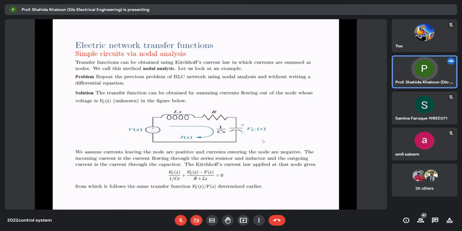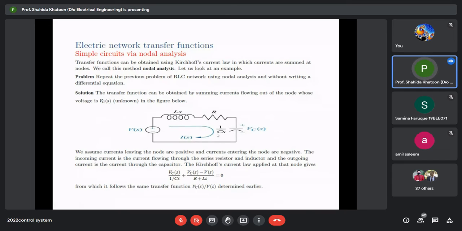So similarly, we can solve the circuit using nodal analysis. Transfer functions can be obtained using Kirchhoff's current law, in which currents are summed at the nodes. So we call this method nodal analysis. Let us take a similar previous problem of an RLC network and use nodal analysis without writing the differential equation. So you can transform the circuit into the impedance form. So Ls, R, 1 by Cs, and you can directly write Vs in terms of Is.